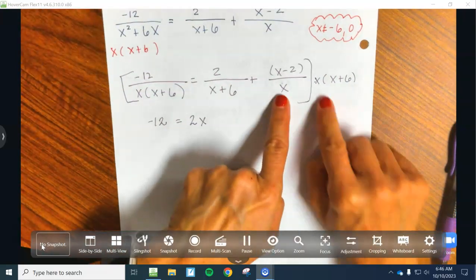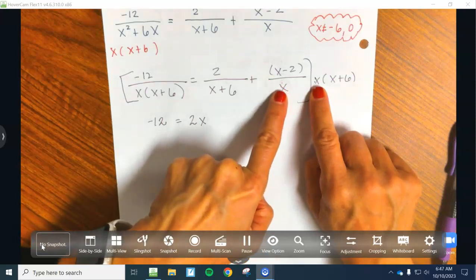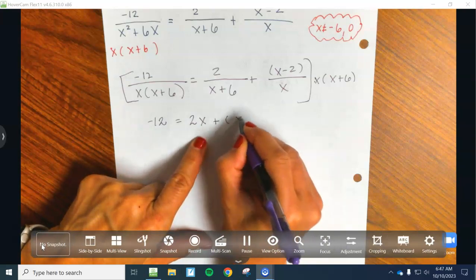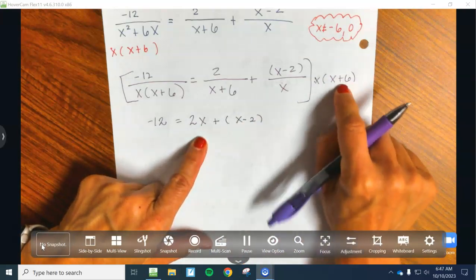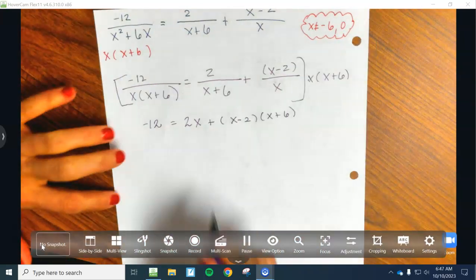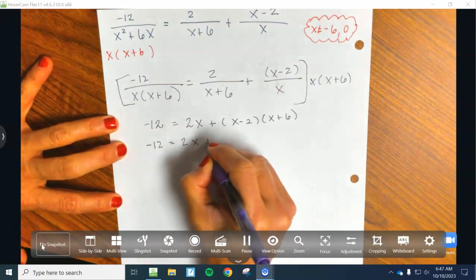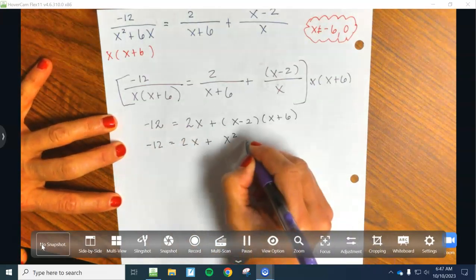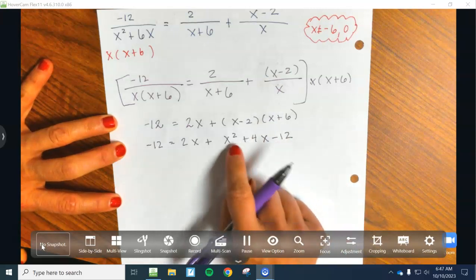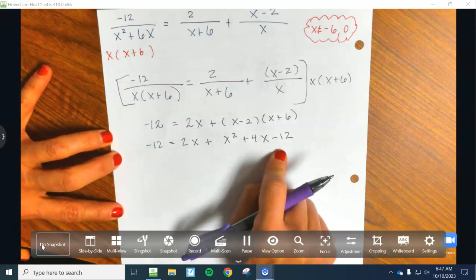Now over here, the x's are going to cancel, and the fraction bar is going to go away also. But what we're going to be left with is x minus 2 times x plus 6. All right, it is time for us to go ahead and FOIL. Let's see what's going to happen here. That is going to be plus 4x minus 12. Just want to double check that I did my FOILing correctly. Pretty sure I did that.